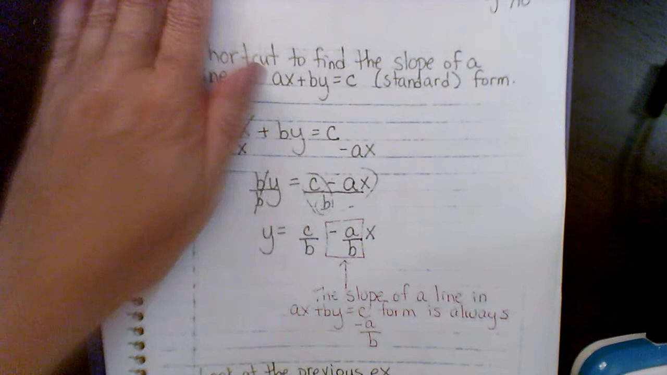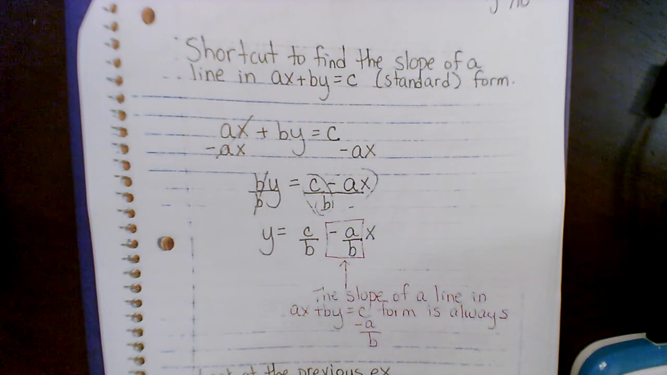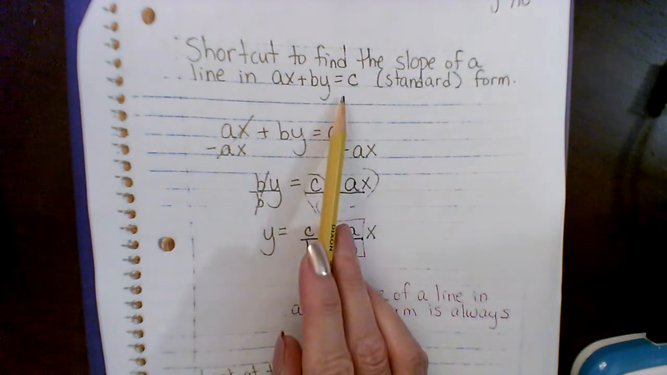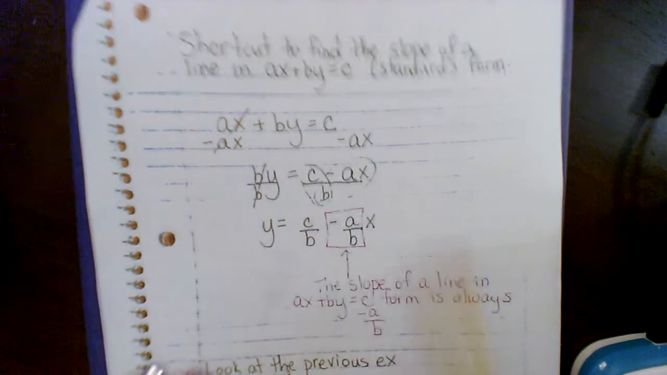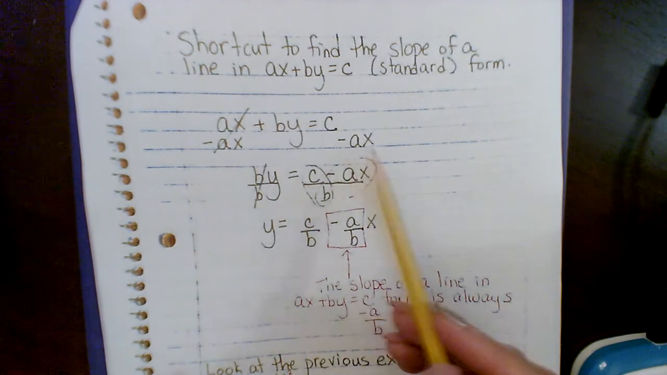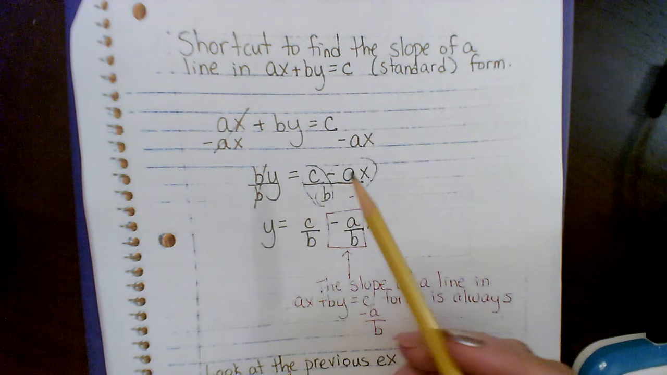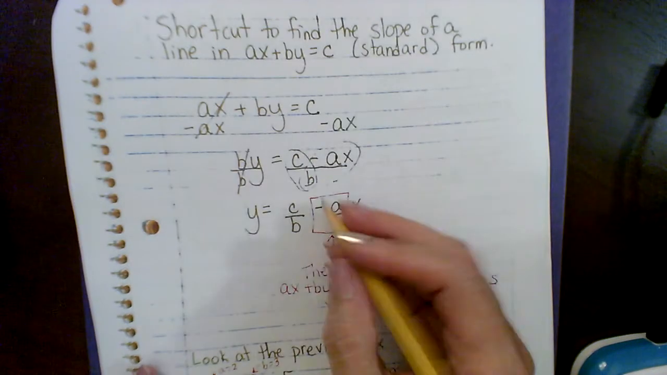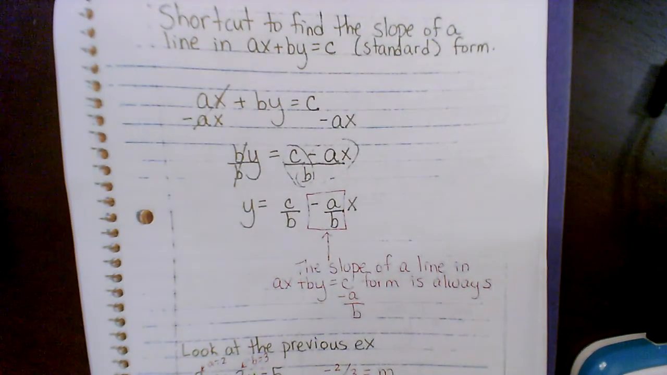Now, here's the thing about this last example. There is a shortcut to find the slope of a line in standard form. If your line is given in this form, just to show you the work of how I'm going to get here, you subtract that x term and then divide by the coefficient of y. So here's what we get.